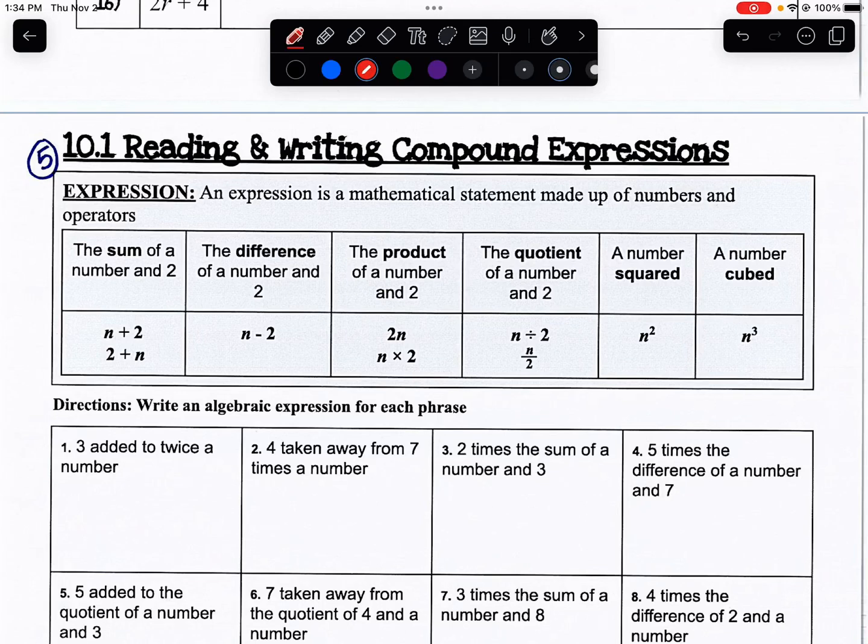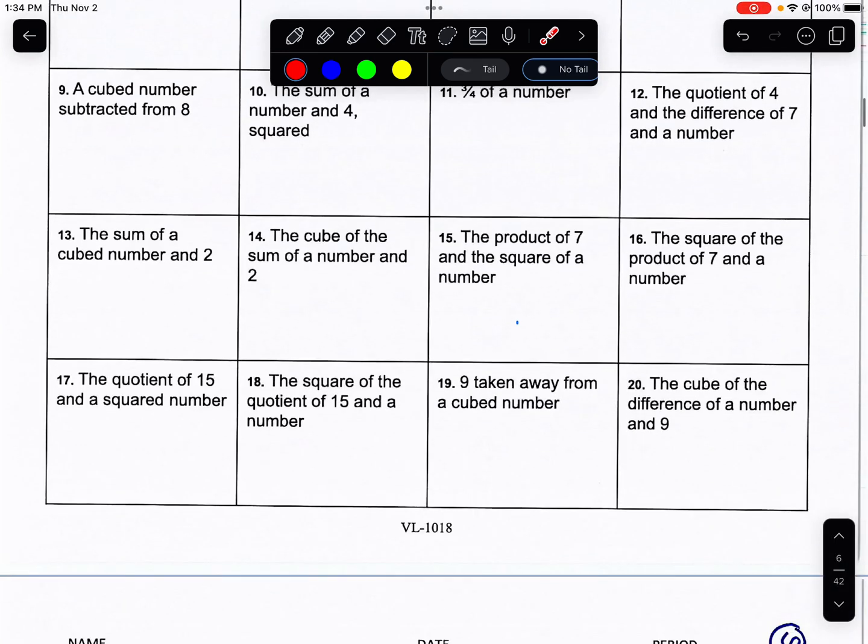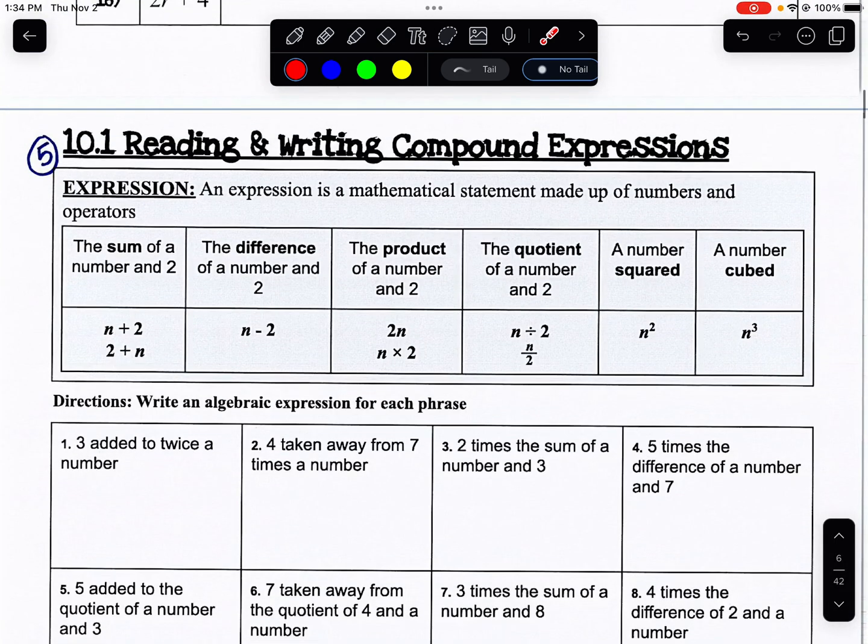In this video, we are going to cover compound expressions, or I should say, we are covering reading and writing compound expressions. This is VL-1018. Let's go ahead and get started. So, what's an expression? An expression is a mathematical statement made up of numbers and operators.